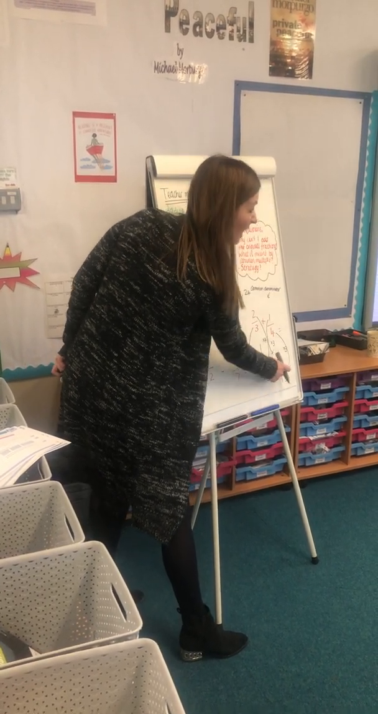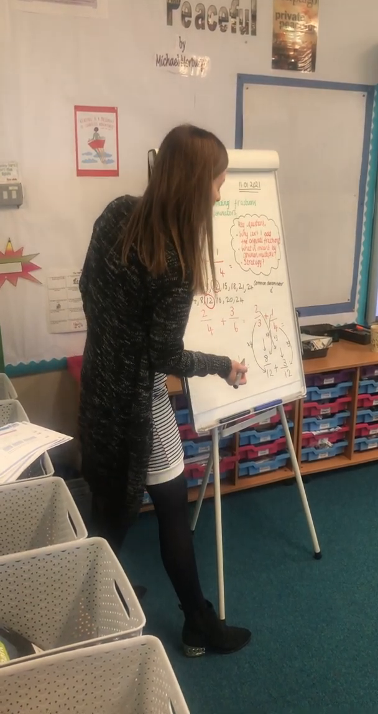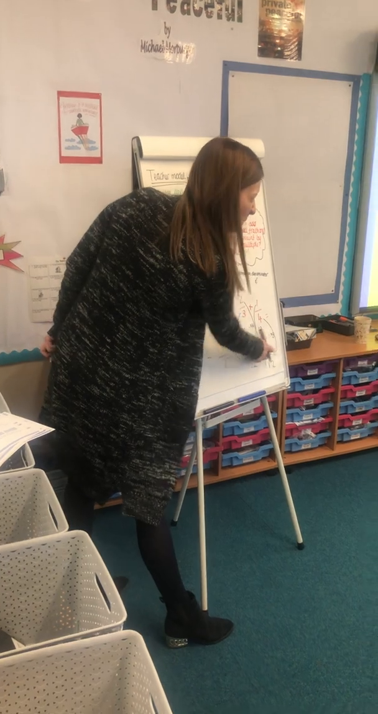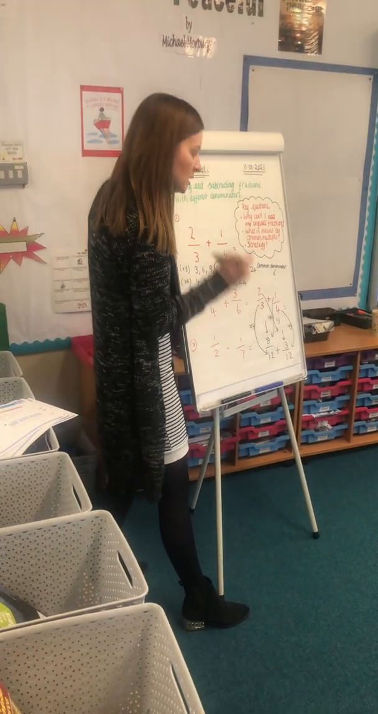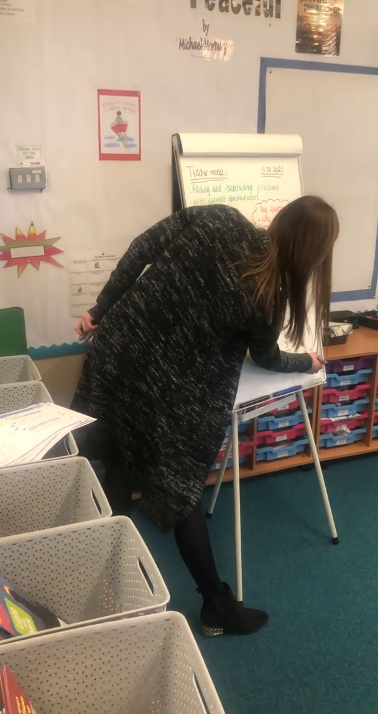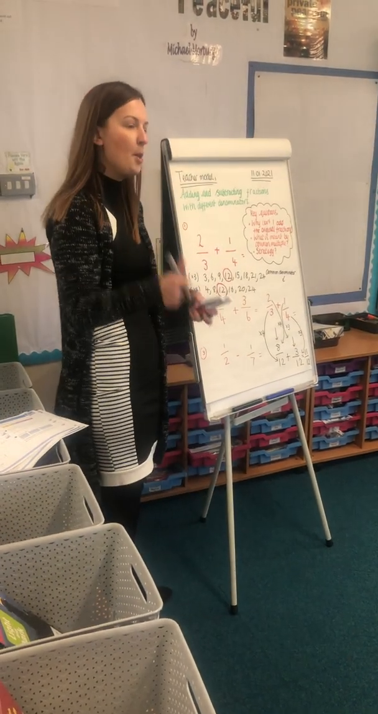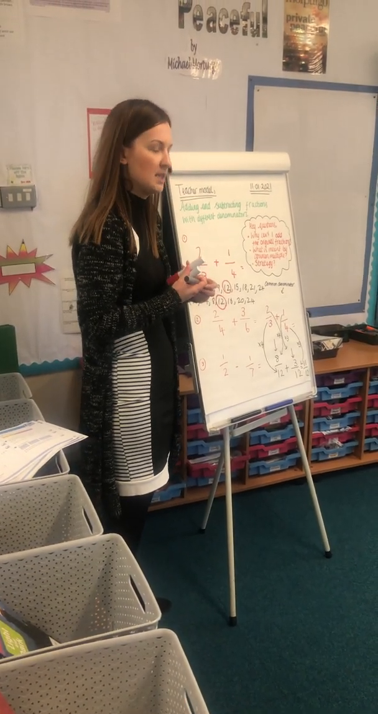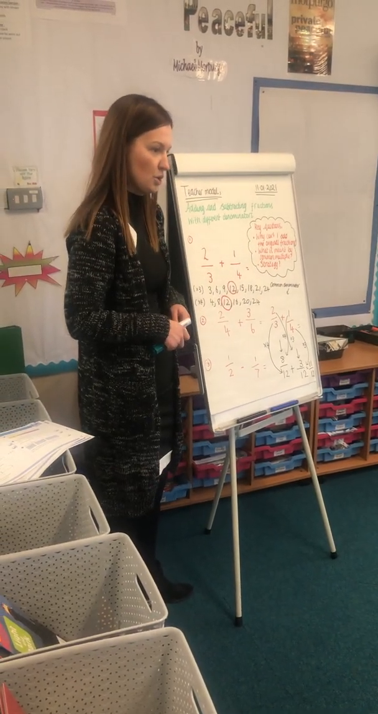Okay, can I now add these fractions? Yeah, because they're both from the same fraction family. Do I have to add my denominators? No. So I'm just adding the numerators. Archie, what would my answer be? 8 add 3. 11, 12. So 11 over 12. Thumbs up if at this point you understand the need to convert those fractions.